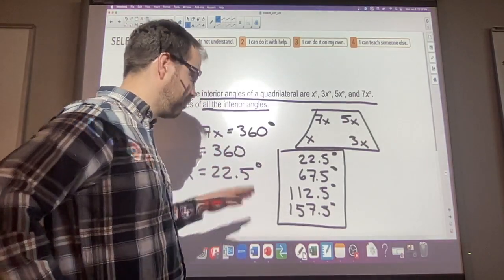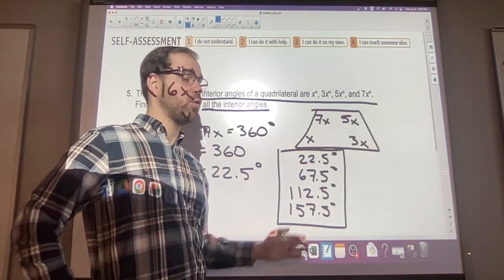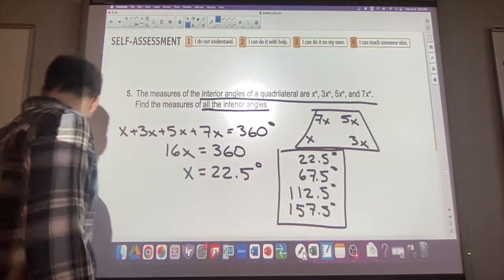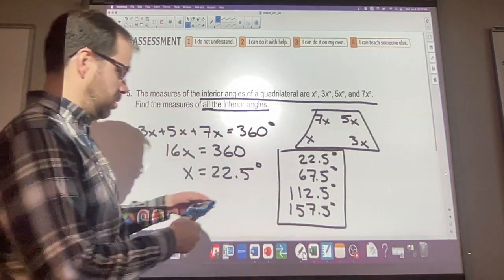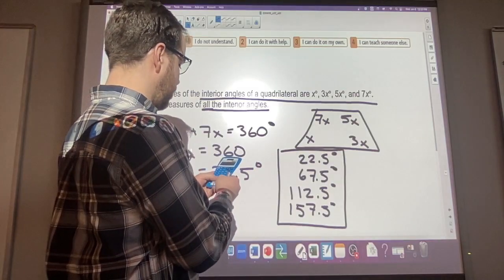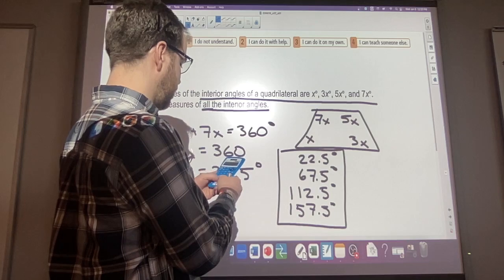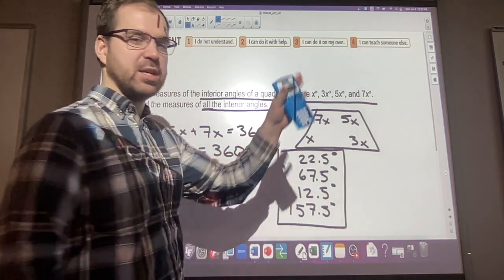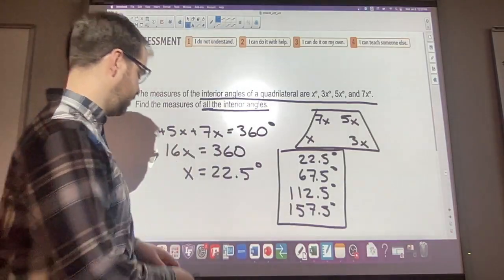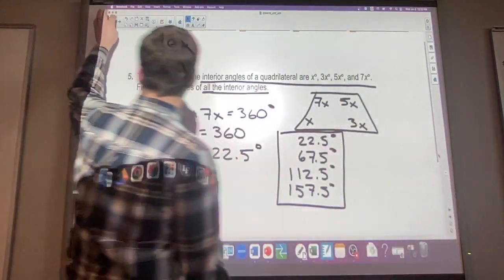All right, so if you want to check and make sure you did this right, these 4 should add up to 360. If they don't, you did something wrong. So let's try this out. Let's do 22.5 plus 67.5 plus 112.5 plus 157.5. 360 works out perfectly. All right, good. So that is what to do with quadrilaterals.